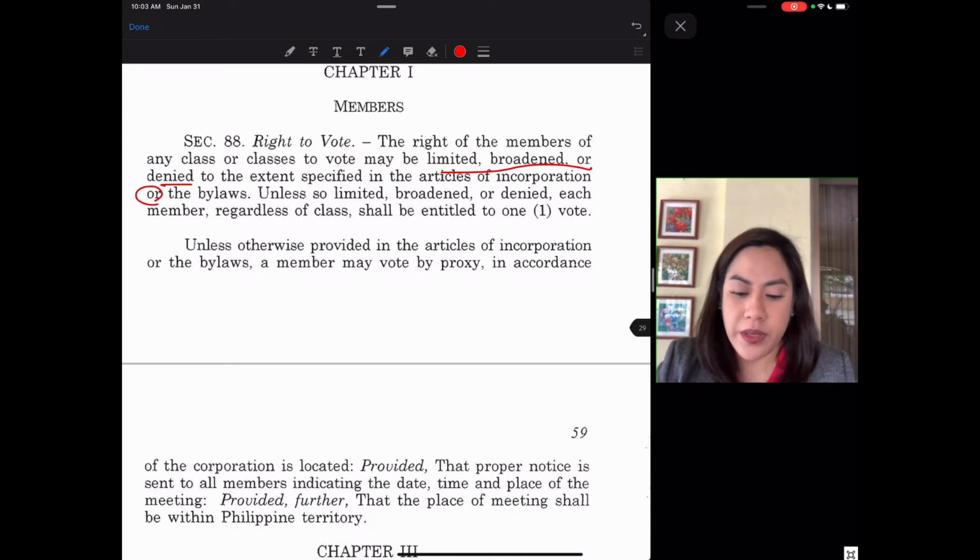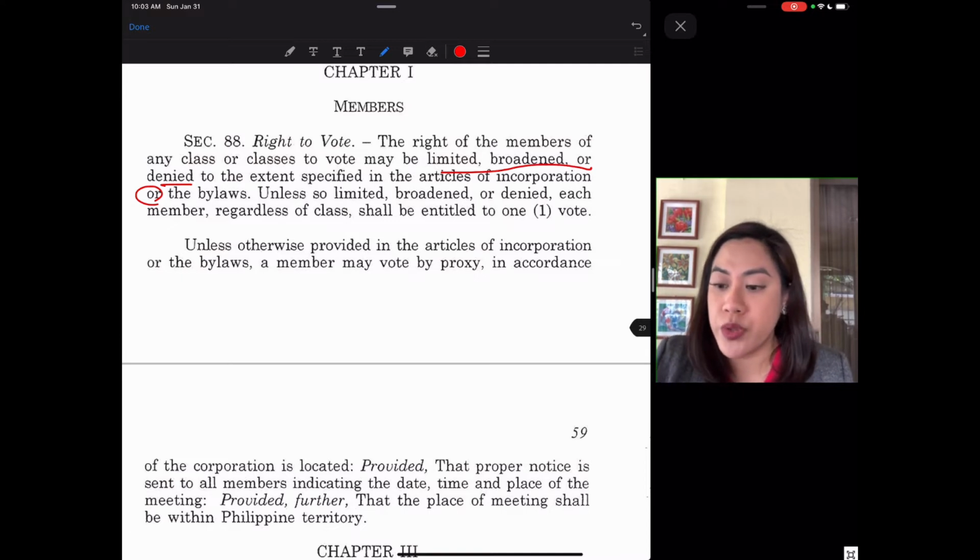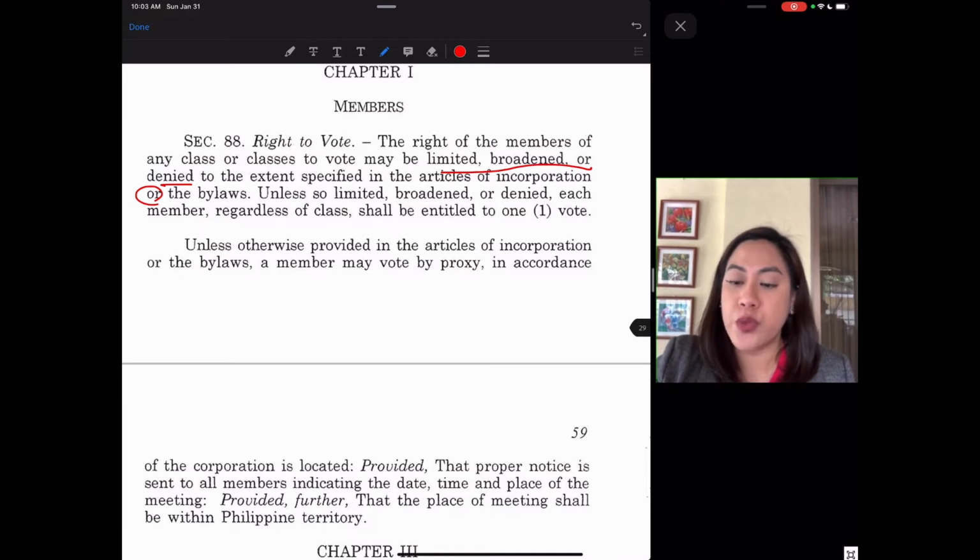There may also be instances where a non-stock corporation may prohibit proxy voting in any meeting. But in the absence of any statement to the contrary, when you're talking about quorum, you are talking about actual members and not amounts of contribution. And instead of a stock and transfer book, their basis would be the membership book.